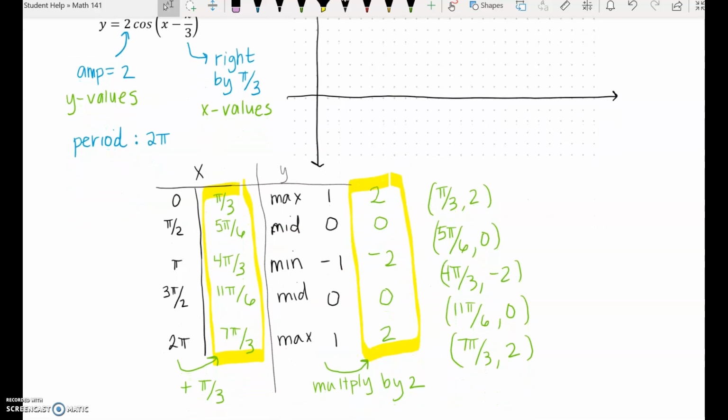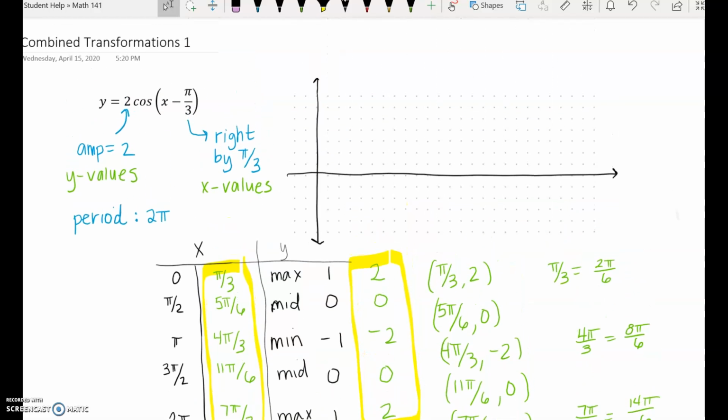So pi over 3 is the same as 2 pi over 6, right? And 4 pi over 3 is the same as 8 pi over 6. 7 pi over 3 is 14 pi over 6. I'll just use those as my values.